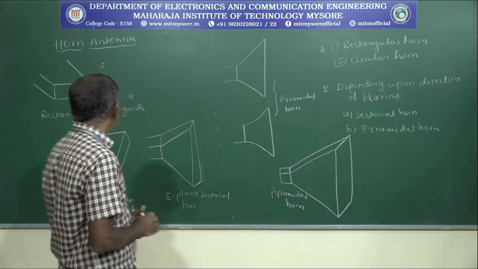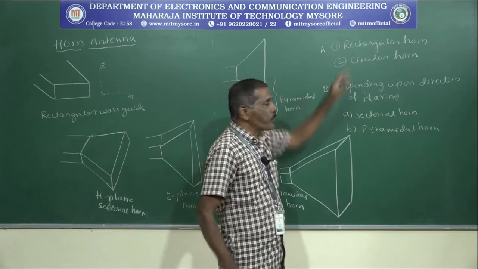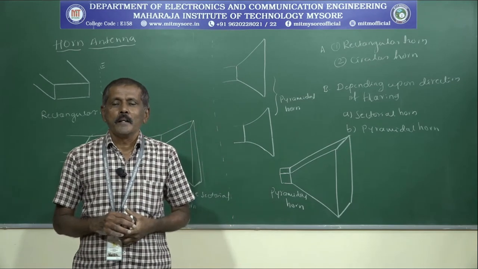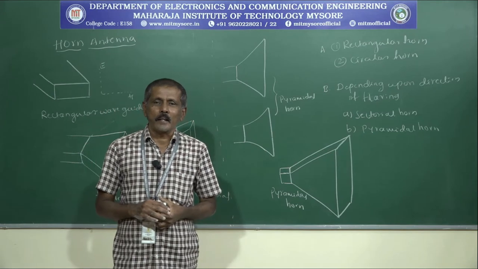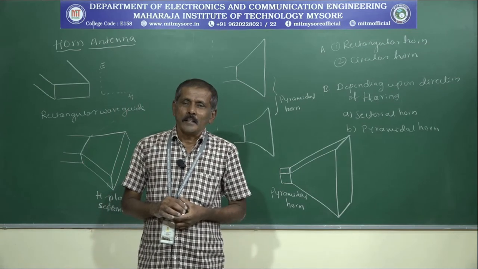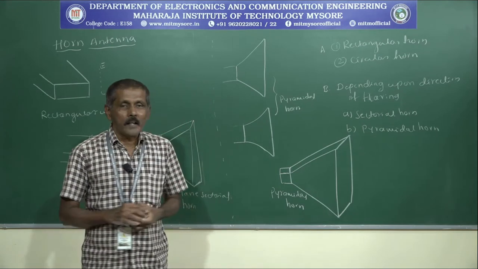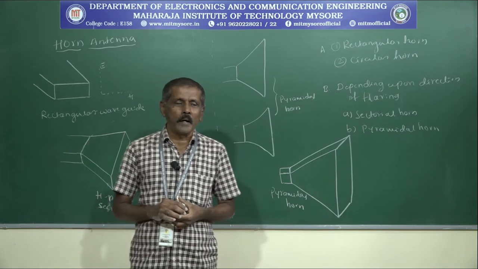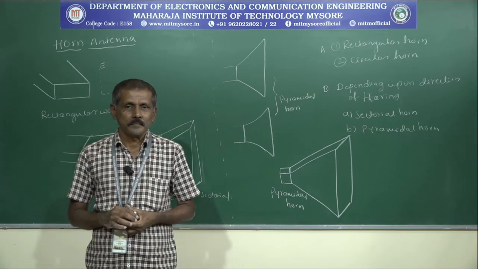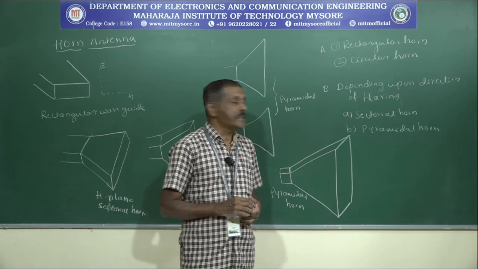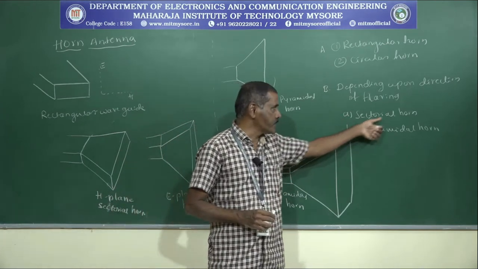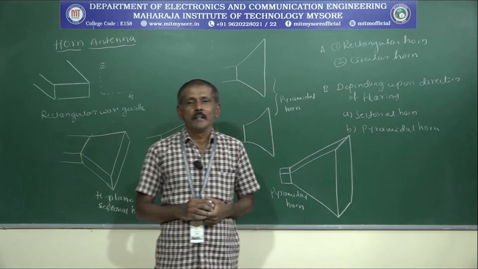Now, horn antennas are basically classified into two types. One is the rectangular horn antenna, another one is the circular horn antenna. Rectangular horn antennas are constructed from rectangular waveguides, and circular horn antennas are constructed from circular waveguides, and the rectangular horn antennas are fed with rectangular waveguides, and circular horn antennas are fed with circular waveguides. And then, depending upon the direction of the flaring, these horn antennas are classified as sectorial horn antennas and pyramidal horn antennas.